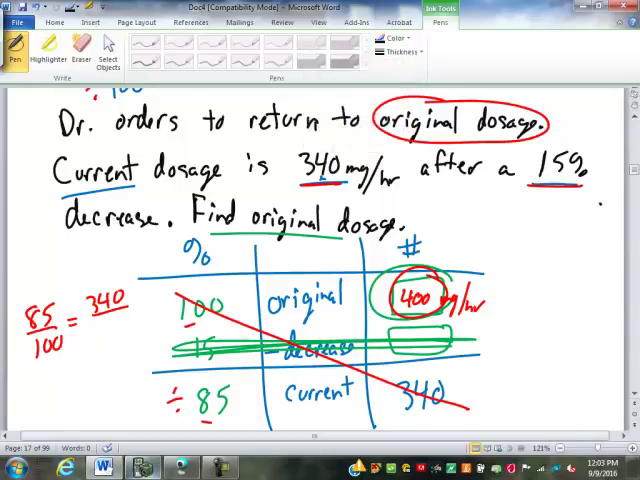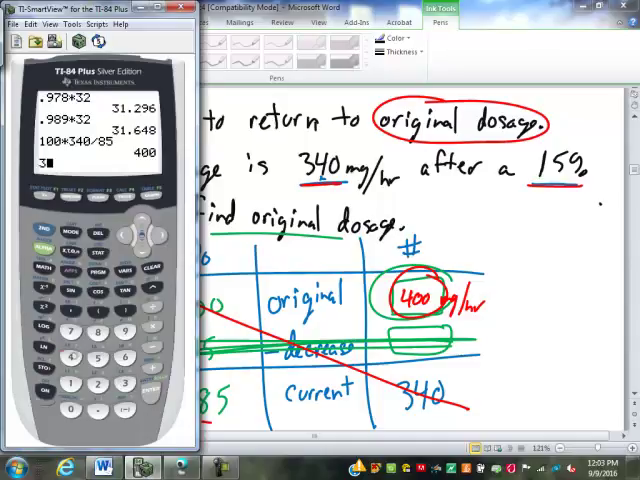If you had tried to find 15%, by the way, that's only going to give you 51. You'd go up to 391. You'd be off by 9 milligrams.